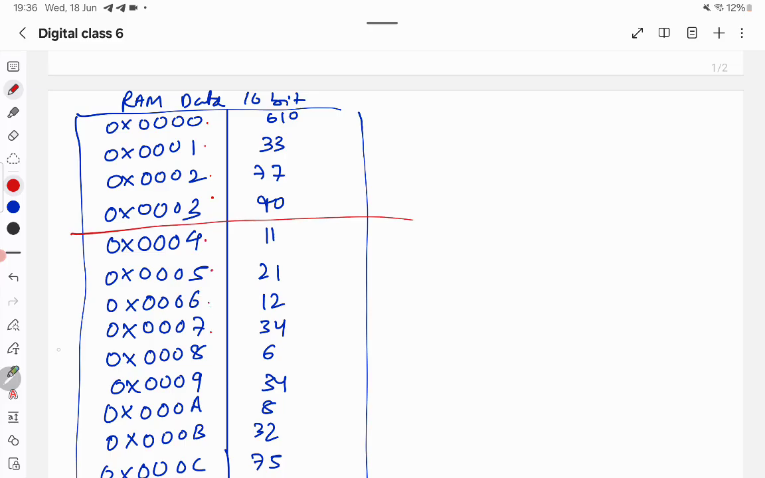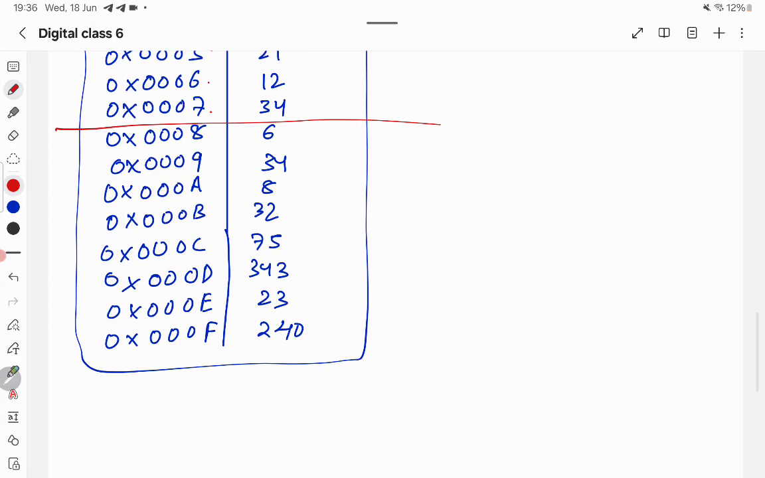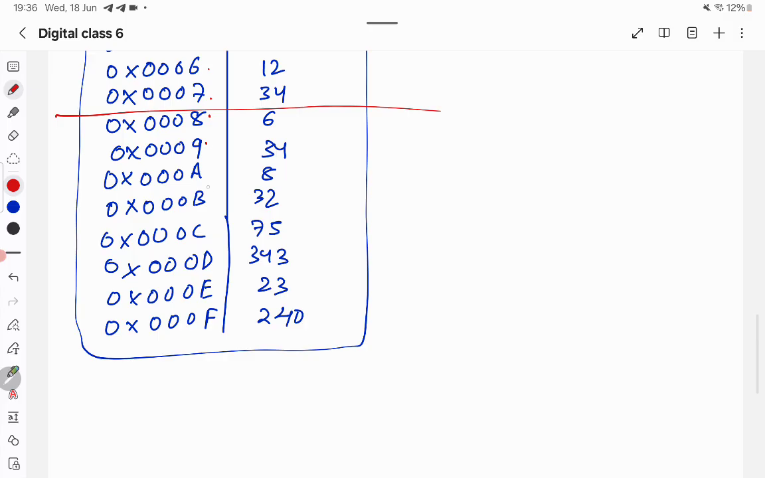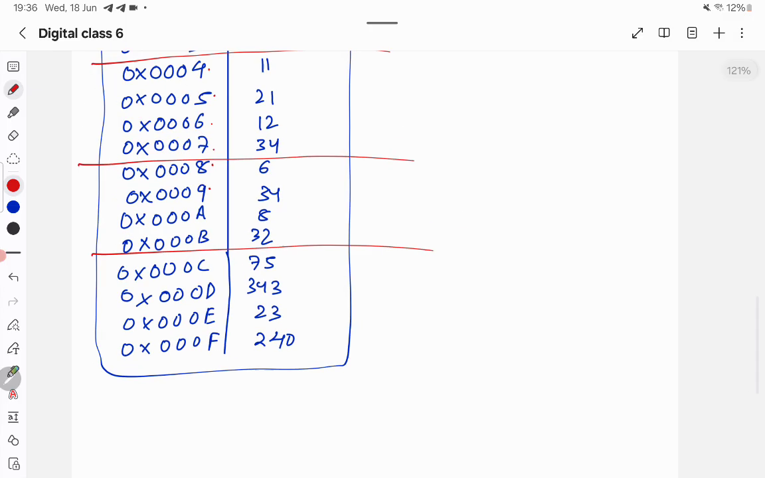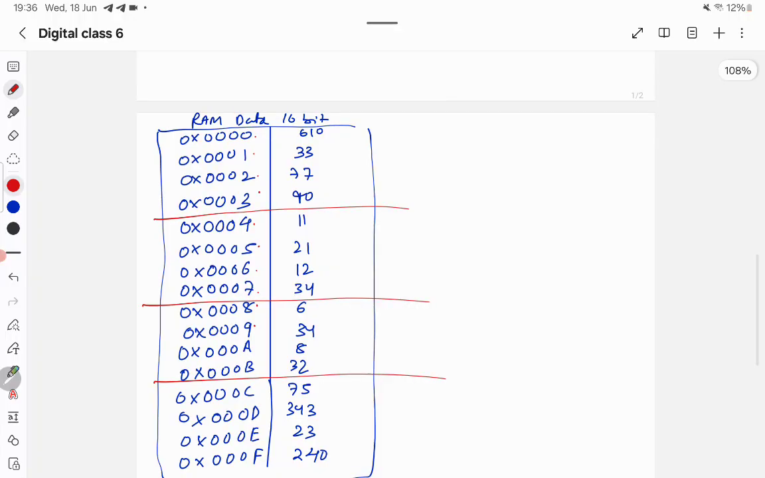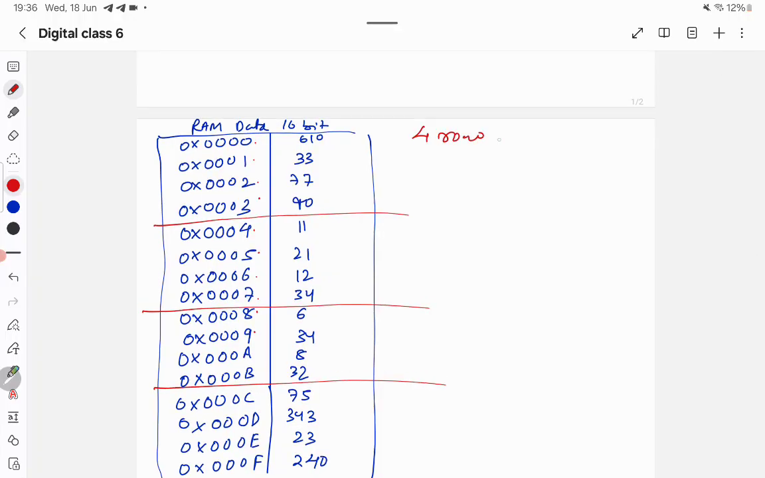1, 2, 3, 4. Okay, 1, 2, 3, 4. 1, 2, 3, 4. Done. So make it 4 sections because you have 4 rows. No, 4 columns. Columns are represented by columns. So you will make 4 sections. Okay.